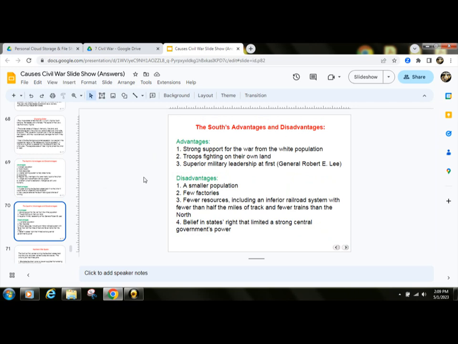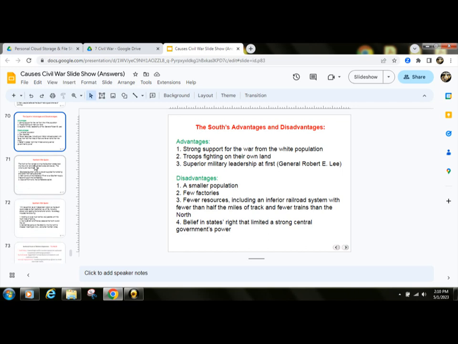The South's advantages and disadvantages. Some advantages were strong support for the war from the white population, troops fighting on their own land, and superior military leadership at first, with leaders such as Robert E. Lee. Some disadvantages were a smaller population, fewer factories, fewer resources, including an inferior railroad system with fewer than half the miles of track and fewer trains than the North. And then again, the belief in states' rights that limited a strong central government's power.